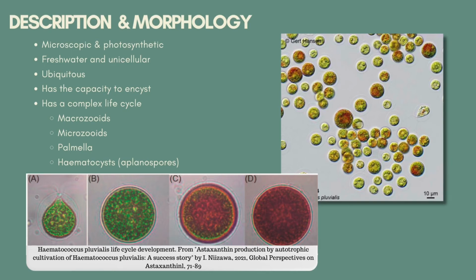Under unfavorable conditions, cells start to lose their flagella and expand their size, developing into non-motile palmella. However, when stress conditions prevail, palmella transform to asexual aplanospores and become resistant to extremely harsh environments. As seen in the figures, mature aplanospores are red in color because they accumulate large amounts of secondary carotenoids, which will be discussed in the next slide.